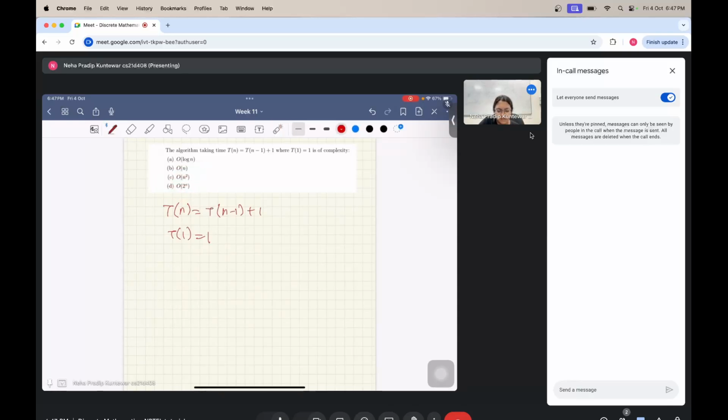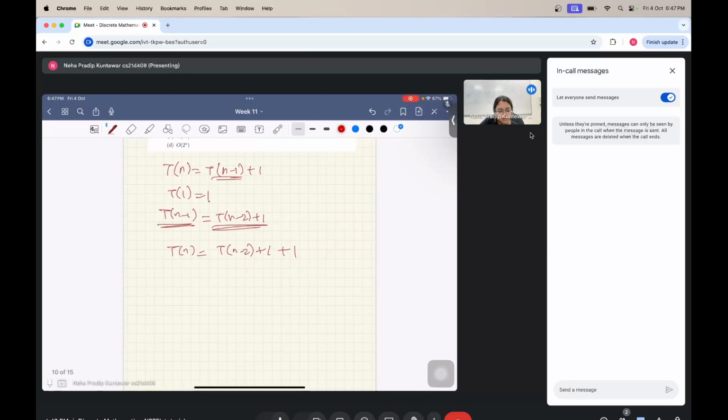So what you do is the same thing that we did earlier. What you know is t of n minus 1 is t of n minus 2 plus 1. Now I'll plug this value and substitute it here. So t of n becomes t of n minus 2 plus 1 plus 1. And now you do this further. This is the same as t of n minus 2 plus 2, which is the same as t of n minus 3 plus 3.